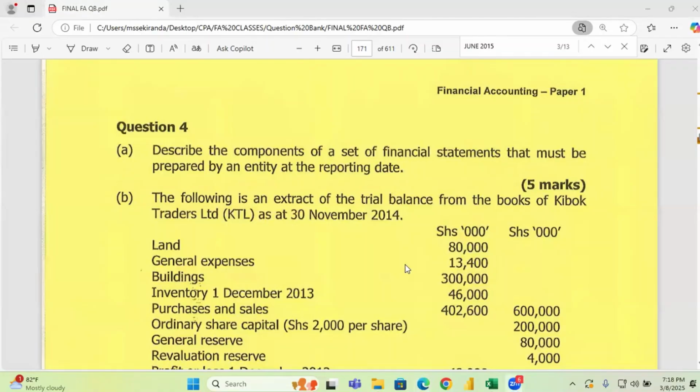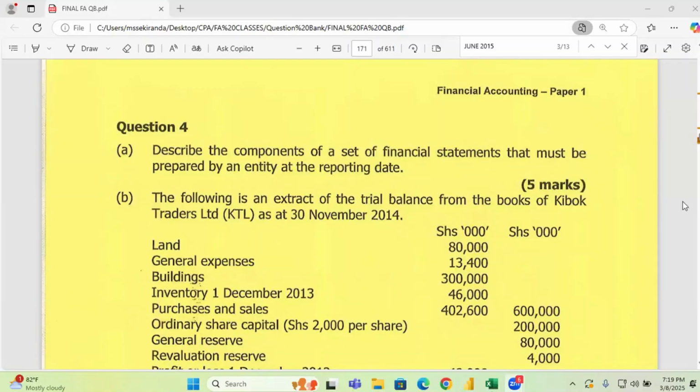Yes, Dent. Good evening, CPA. There are 5. We have a statement of profit or loss, statement of financial position, notes to the statements, statement of changes in equity, and then the cash flow statement. Very good. Those are the components of a set of financial statements.